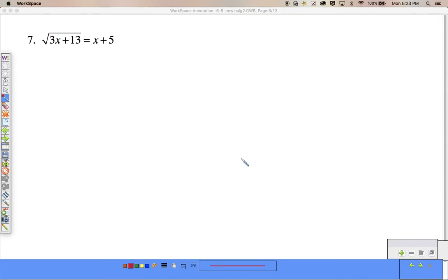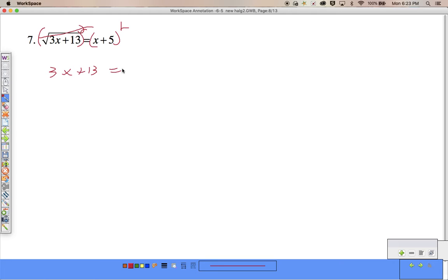All right, the square root of 3x plus 13 equals x plus 5. All right, so I have my square root isolated all by itself. That's a good thing. So I'm going to square both sides, and I'm going to square them as a whole. Square the left side and the whole right side. I get 3x plus 13 equals whatever x plus 5 squared is.